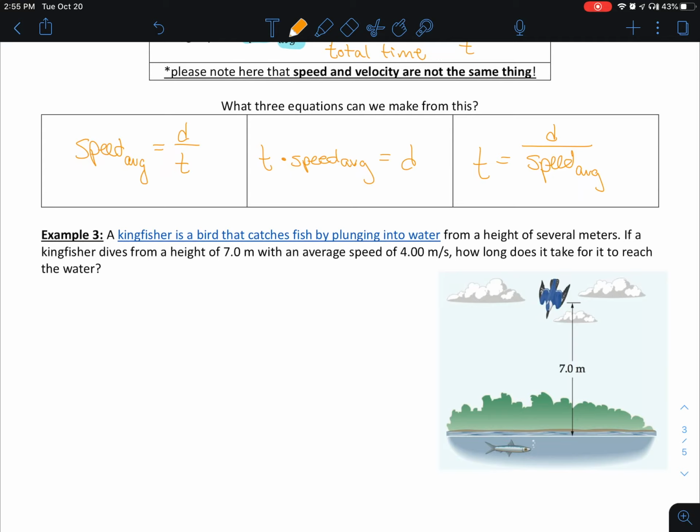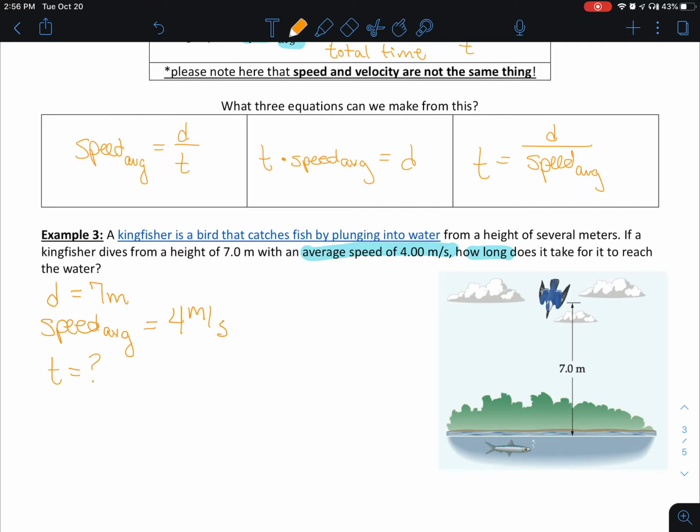If the kingfisher dives from a height of 7 meters with an average speed of 4 meters per second, how long does it take? So it's asking about time. What I'm going to do here is label what I know. I know that it's going to travel a distance of 7 meters. I don't care that it's going down 7 meters. I'm not going to use a negative because it's about distance and average speed. My average speed is 4 meters a second, and my t is unknown.